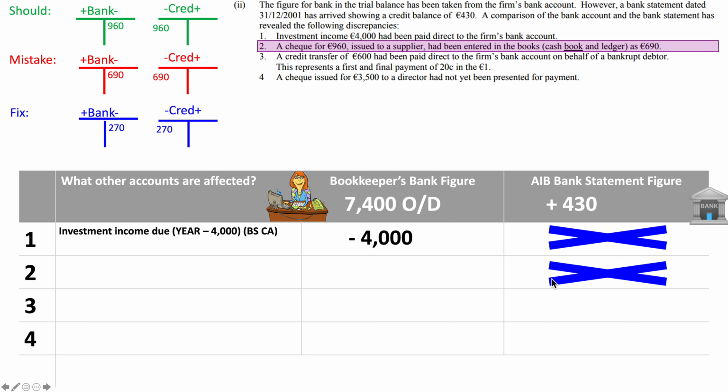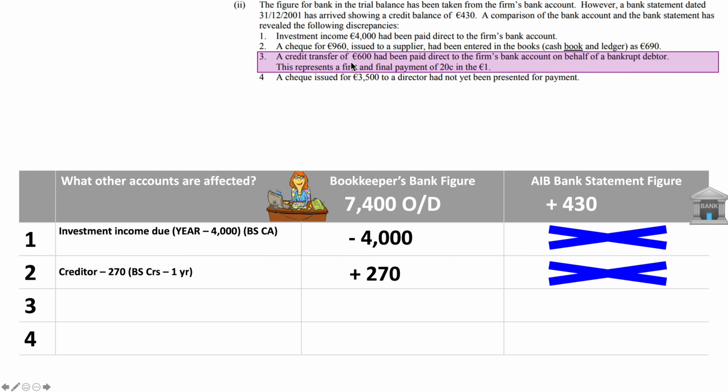So we will do nothing in AIB's account because they didn't make a mistake. It was the bookkeeper that made the mistake. So to this overdraft then we'll add the €270 because they're going further into overdraft, because that's money out of the bank. Then the creditor, we will minus €270 from the creditor.